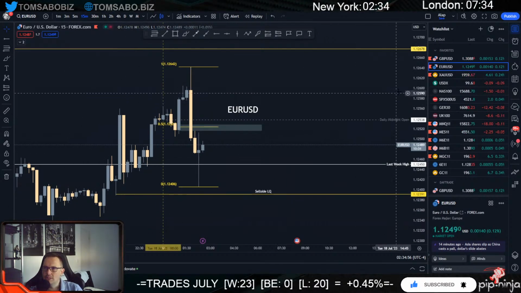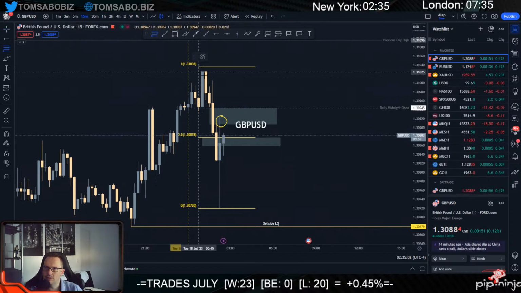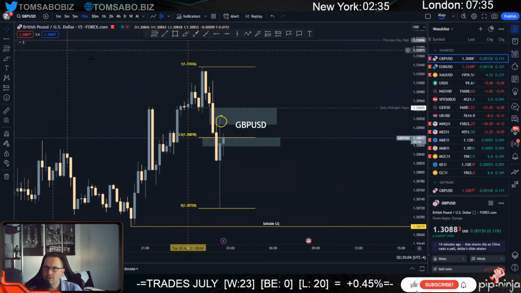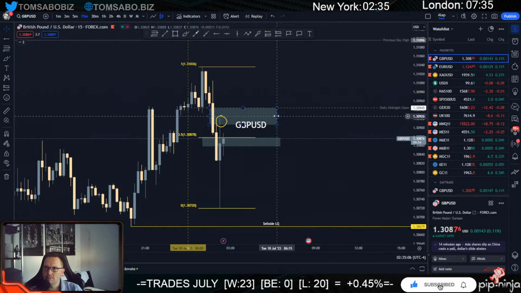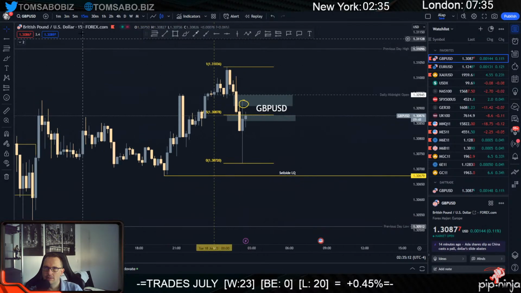So the euro trade is still a valid entry right there. The pound is going back to the entry point as well. So this is the optimal trade entry level, that's for sure. It doesn't really get better than this one, not even on the 15 minute.